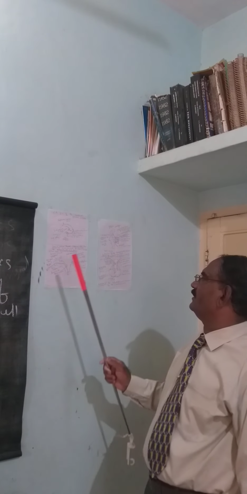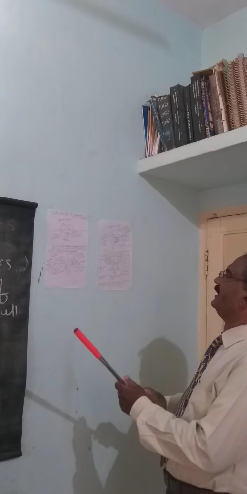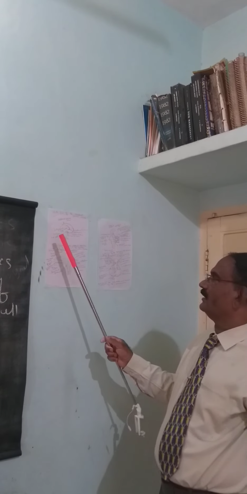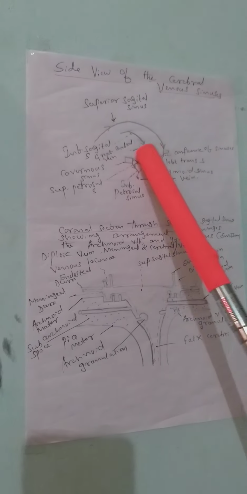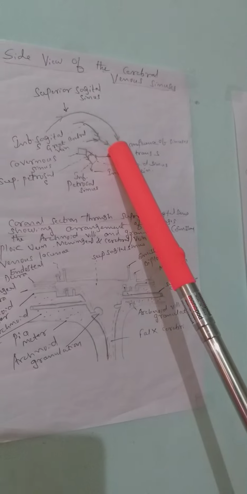Well, now we'll go to the inferior sagittal sinus. The inferior sagittal sinus is here. It will join the great cerebral vein here. There is a mechanism called the ball valve mechanism below the confluence.